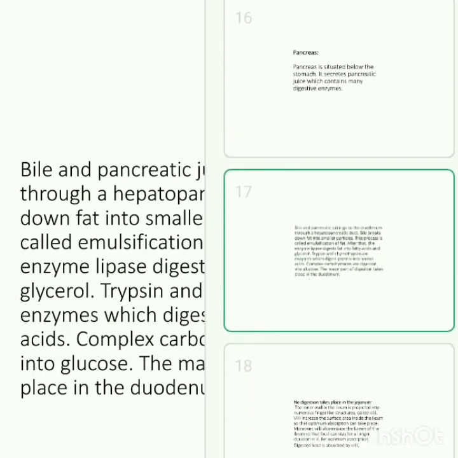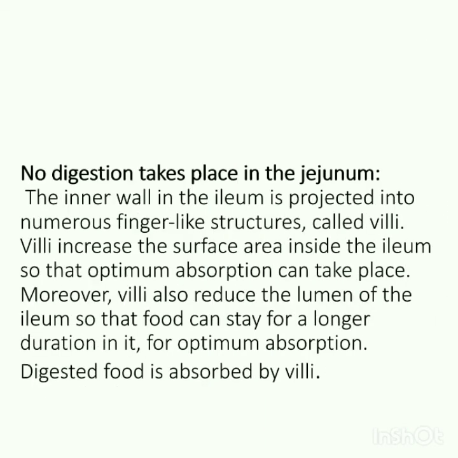Now we will see the next part. No digestion takes place in the jejunum. The inner wall of the ileum is projected into numerous finger-like structures called villi. They increase the surface area inside the ileum so that optimum absorption can take place. Moreover, villi also reduce the lumen of the ileum so that food can stay for a longer duration in it. For optimum absorption, food is absorbed by villi.